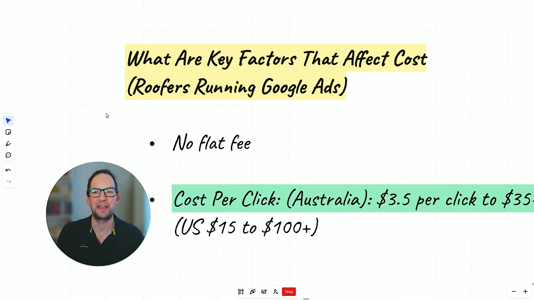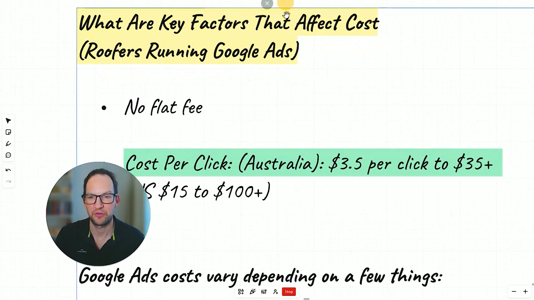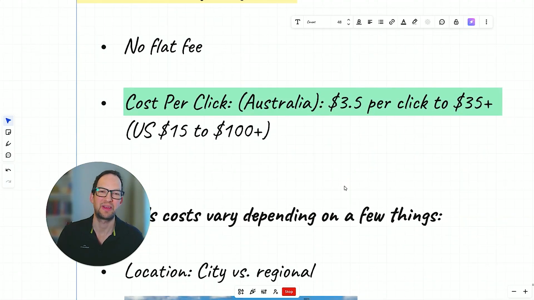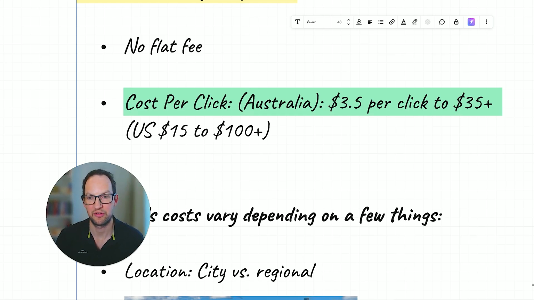Let's start with what factors affect the cost when it comes to running Google Ads for roofers. If you've had a look into Google Ads, then you'll know there isn't actually a flat fee. It's charged per click, and in Australia, the cost per click, or CPC, is anywhere from $3.50 to $35 or more. In the US, you're looking at $15 to $100 plus.